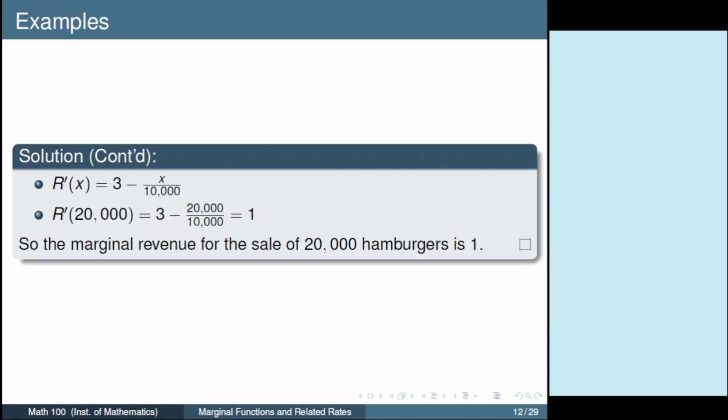Summarize lang natin, we have 4 functions here. We have C of x, which is the cost function, R of x, which is the revenue function, big P of x, which is the profit function, and small p of x, which is the price demand function. The 4 are related by the equation. The profit function P of x equals the revenue minus the cost, that's R of x minus C of x.